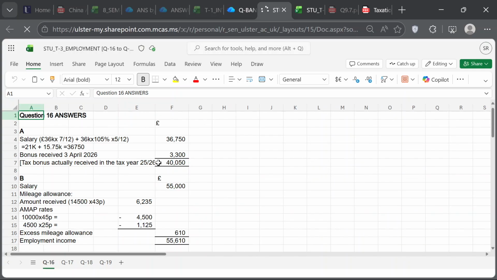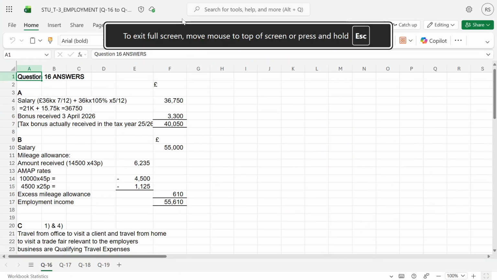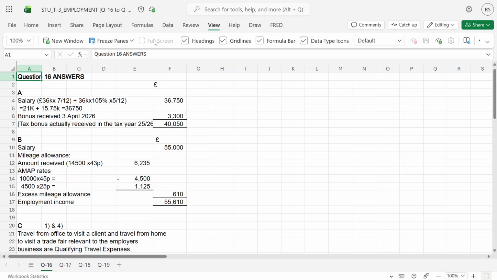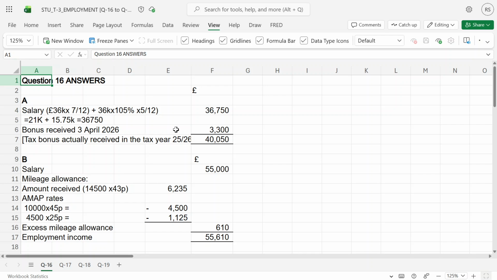Now you're asking about this, so maybe we can increase the view a little bit, make it bigger. That'll help us to see better. Maybe we can make it 125. Right, now, that's your question.